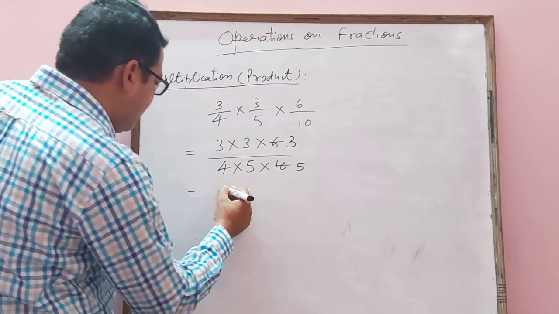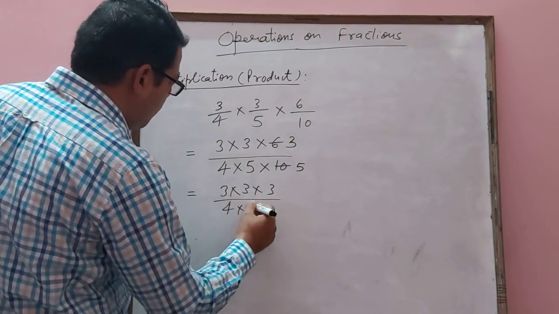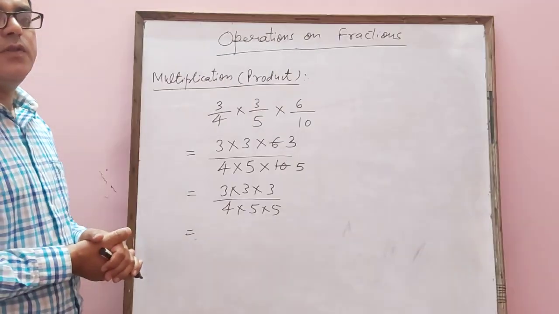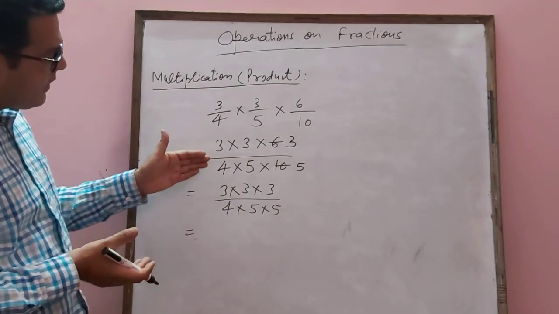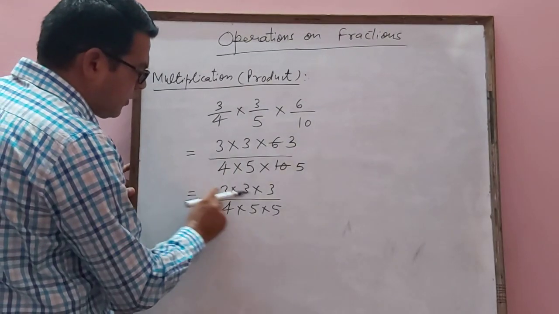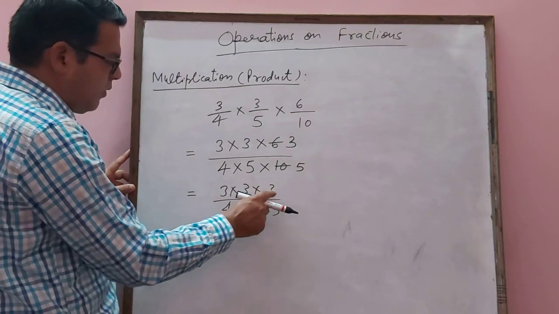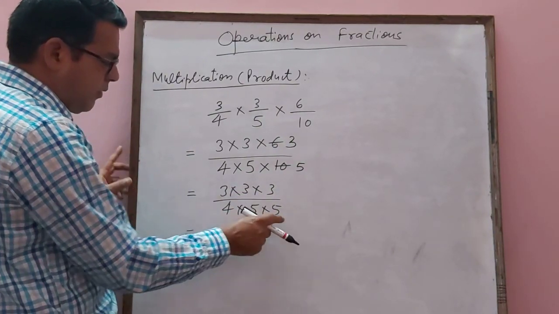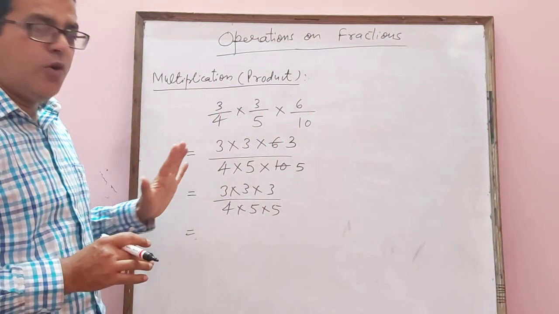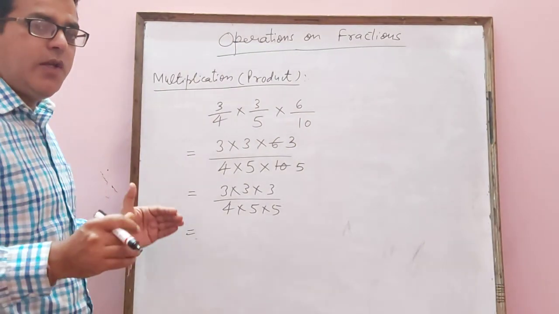10 is divisible by 2, 5 times. Right? So we can write 3 into 3 into 3 and downside 4 into 5 into 5. We can do like this. Now we can see here there is nothing common. We can also do the same process in cross. It means we can also take common factors between this 3 and this 5, between this 3 and this 4, between this 3 and this 5. But here we can see there is nothing common between any of the numbers, right? So now we have to go with multiplication. We need to multiply them.